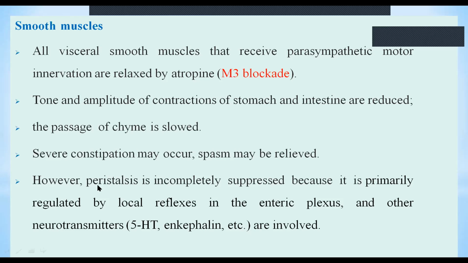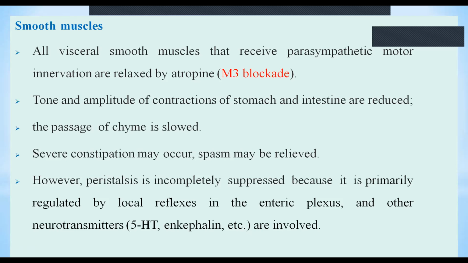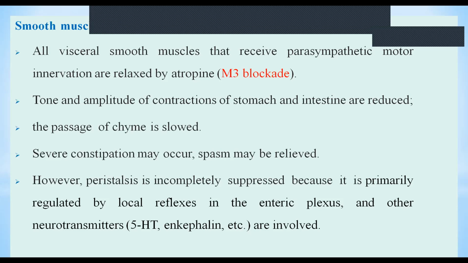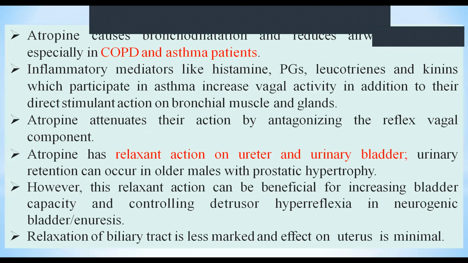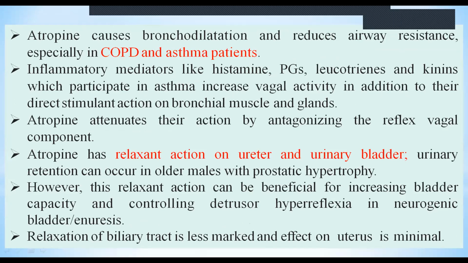However, peristalsis is incompletely suppressed because it is primarily regulated by local reflexes in the enteric plexus and other neurotransmitters like 5-HT, enkephalins, and sometimes noradrenaline also. So complete suppression of peristalsis cannot happen, but in higher doses this may happen. And atropine causes bronchodilation, and it is especially useful in COPD and asthma patients, reducing airway resistance. Inflammatory mediators like histamine, prostaglandins, leukotrienes, and kinins participate in asthma, increase vagal activity in addition to other direct stimulant actions.